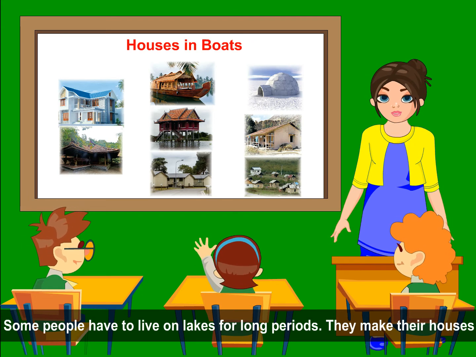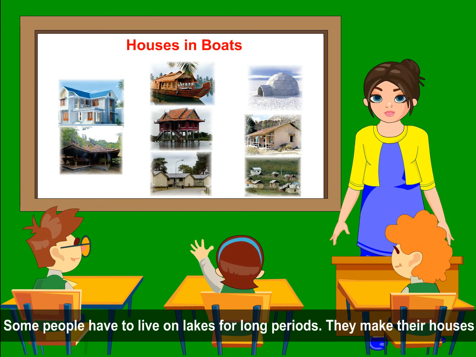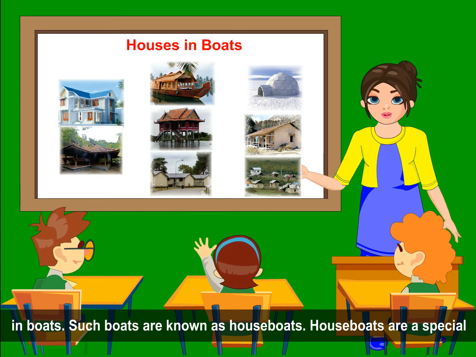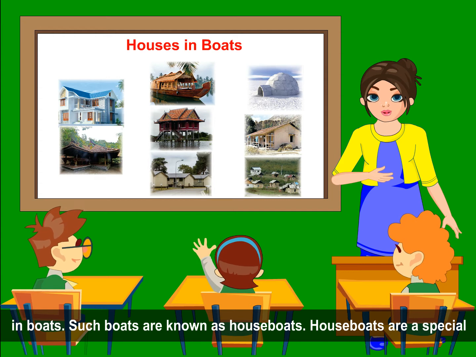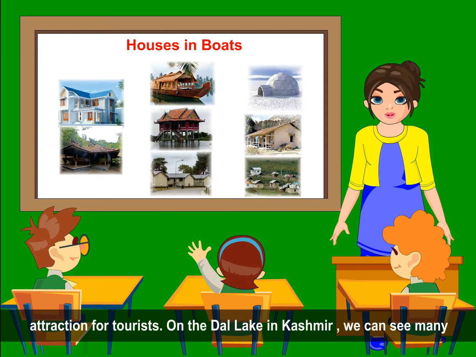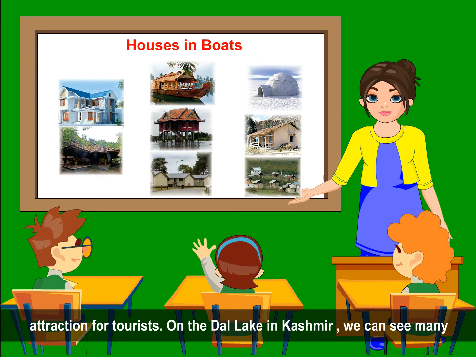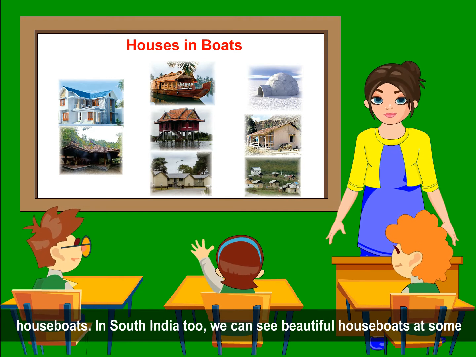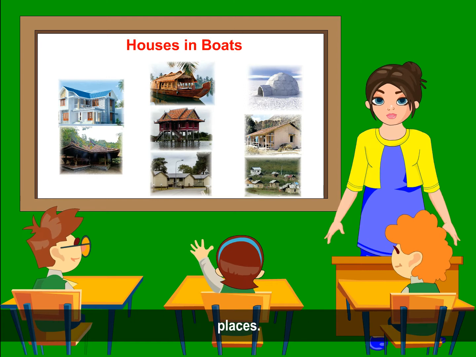Houses in boats. Some people have to live on lakes for long periods. They make their houses in boats. Such boats are known as houseboats. Houseboats are a special attraction for tourists. On Dal Lake in Kashmir, we can see many houseboats. In South India too, we can see beautiful houseboats at some places.